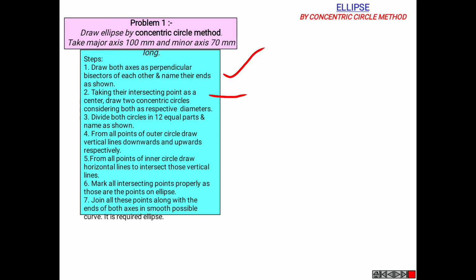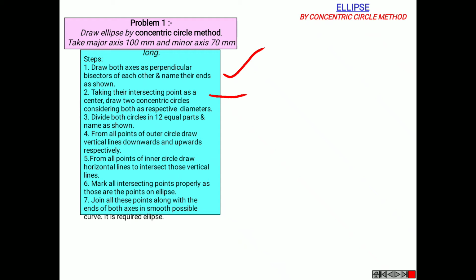Second one, taking their intersection point as a center, draw two concentric circles considering both as respective diameters. The third one, divide both circles into 12 equal parts and name as shown. The fourth one, from all points of outer circle draw vertical lines downward and upwards respectively.